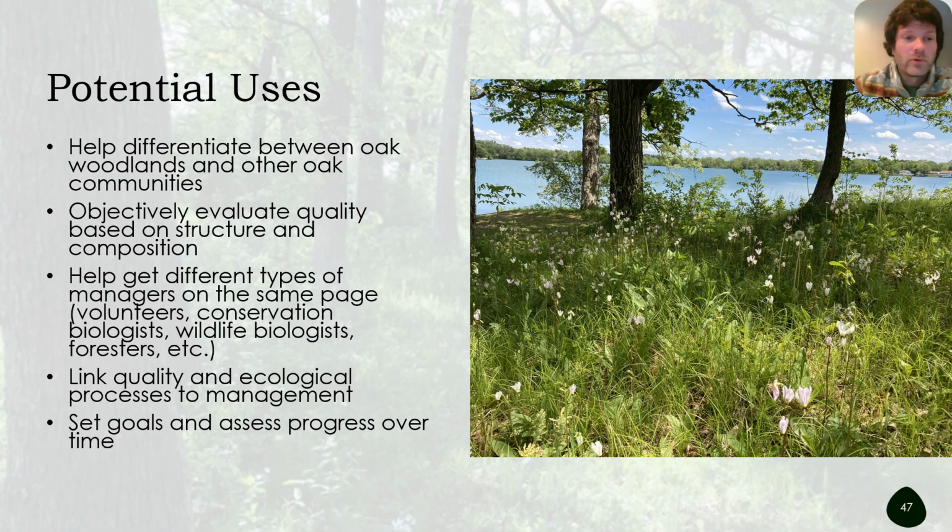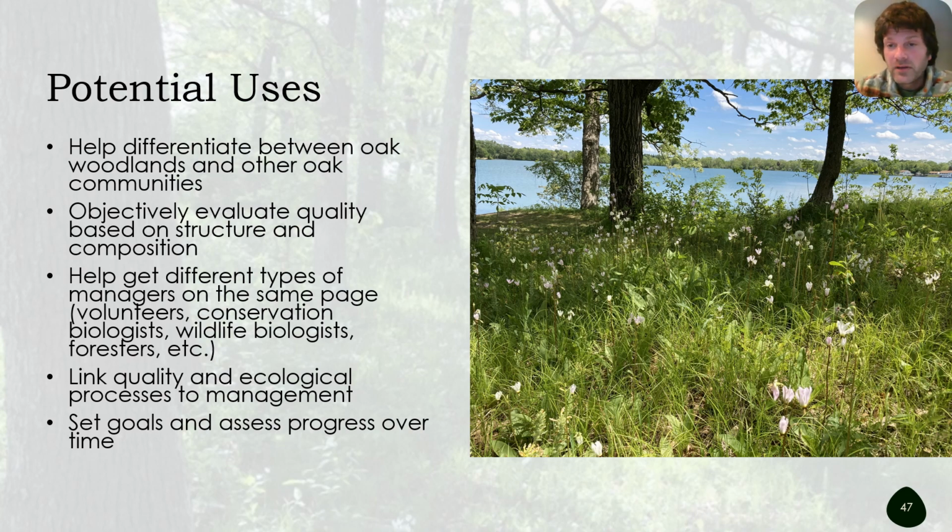So how do we hope people will use this? Well, we hope they'll use it to help differentiate between oak woodlands and other oak communities. So we don't try to shoehorn oak woodlands into open oak savanna restorations, for example. We hope this helps people objectively evaluate quality or ecological integrity based on structure and composition, hopefully in ways that are informed by ecological processes at sites.